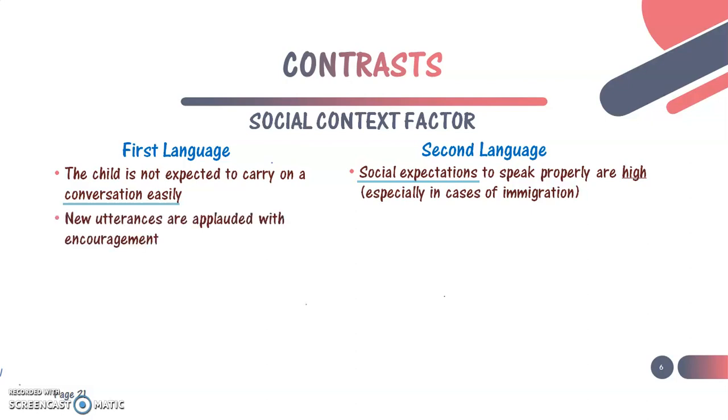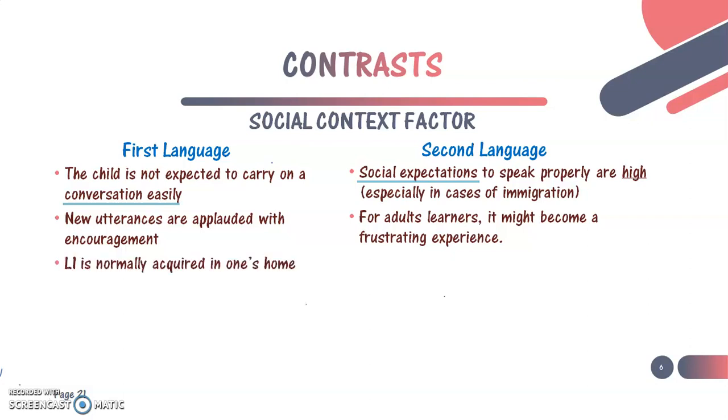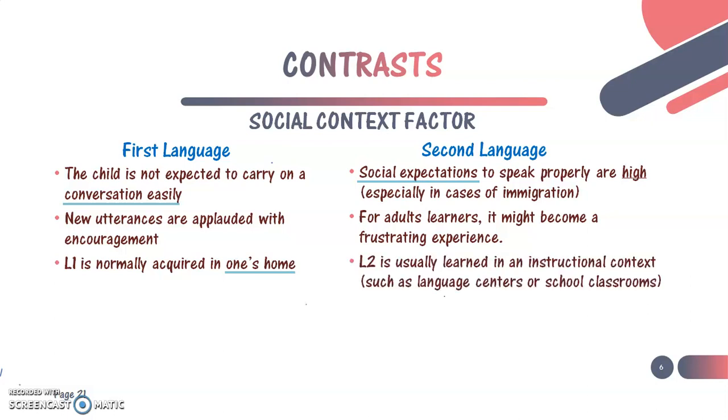Another issue is that new utterances are met with encouragement. Caregivers would be totally happy and encouraging when the child utters new words. However, this is expected of adult learners, and at some point it might be frustrating when they're not producing the language as expected. L1 is normally acquired in one's home, obviously, while L2 is in an instructional context, like language centers or school classrooms.